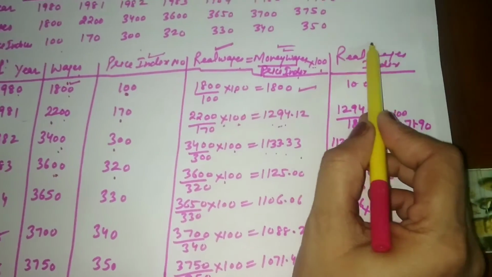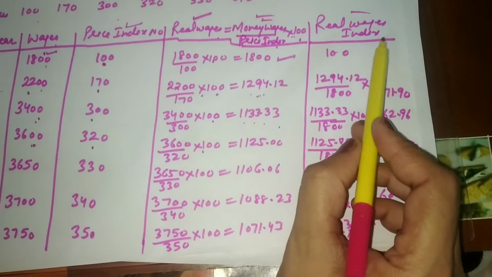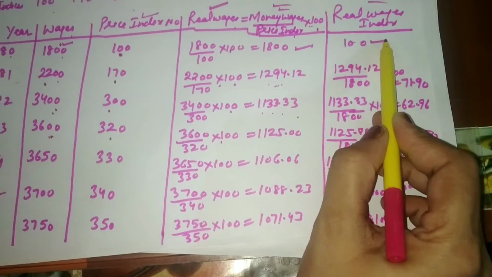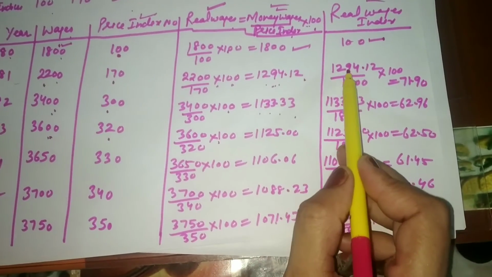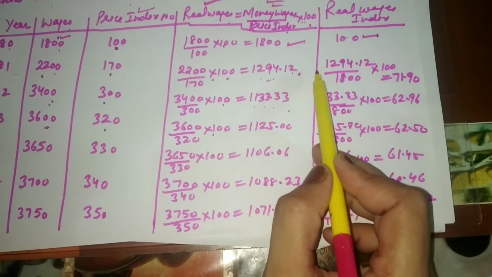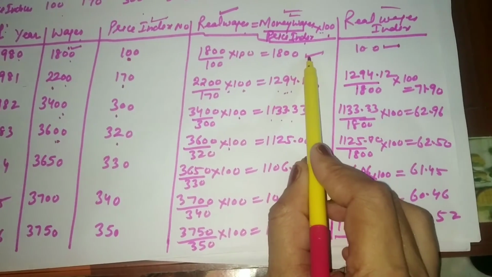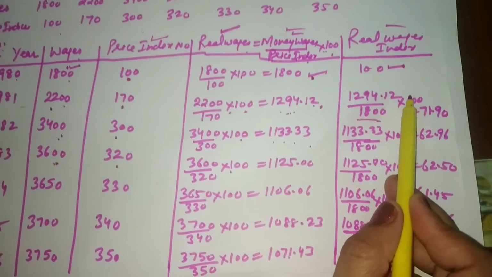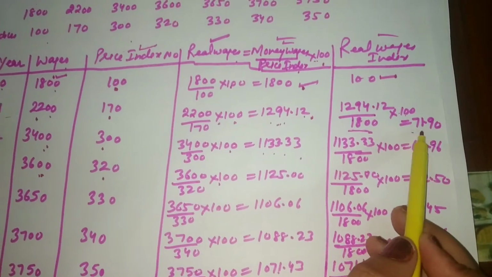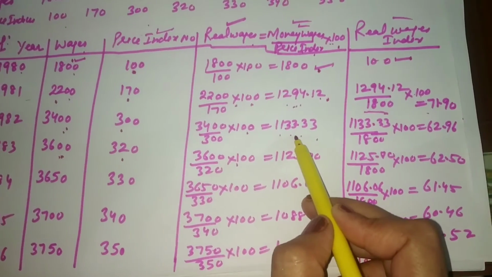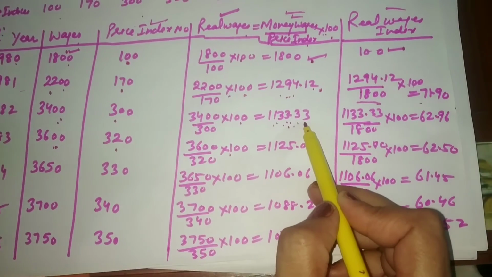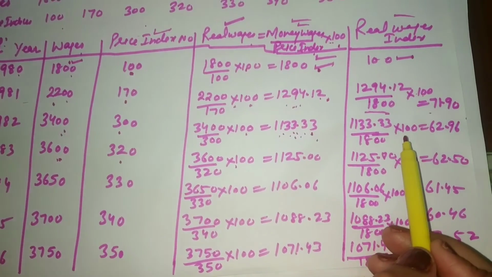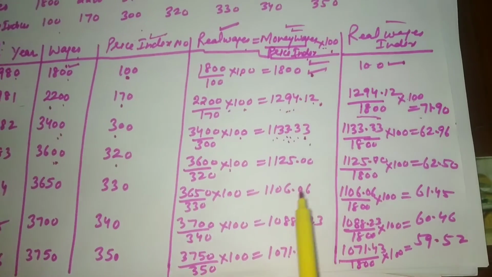Then the concept is the real wages index. So how do I calculate the real wages index? I have just taken this as 100. For the next years, I will take 1294.12 over the previous. That means I am taking 1980 as the base. So this is 1800 into 100. I am getting 71.90. For the next year, 1133.33, and if we are taking 1980 as the base year, because no year is given as a base year, we can take 1980 as the base year.